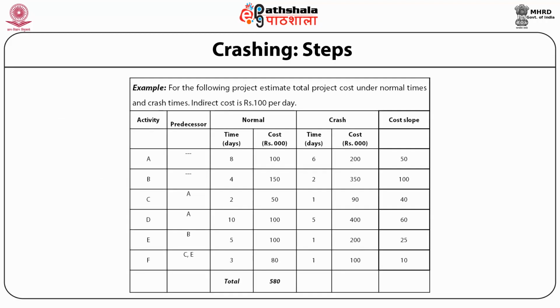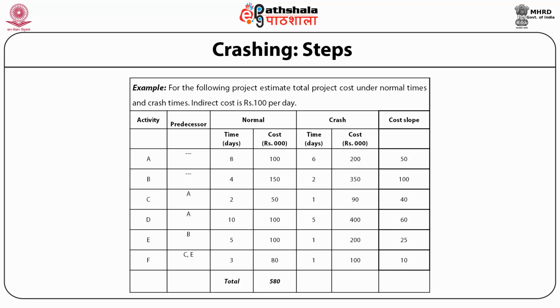Example: for the following project, estimate total project cost under normal times and crash times. Indirect cost is 100 per day. Activity A, predecessor nil, time 8 days, cost 100 rupees, crash time 6 days, cost 200 rupees, cost slope 50. Activity B, predecessor nothing, time 4 days, cost 150, crash time 2 days, cost 350, cost slope 100.